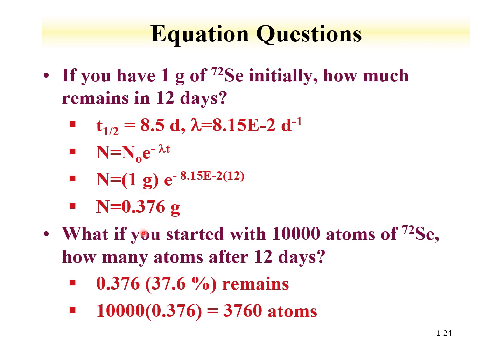If you started with 10,000 atoms of selenium-72, how many atoms would remain after 12 days? Well, after 12 days, it's 0.376, so 37.6% remain. So if I started out with 10,000 atoms, I'd have 3,760 atoms after 12 days. So these relationships are the same: mass, number of atoms, they're correlated.